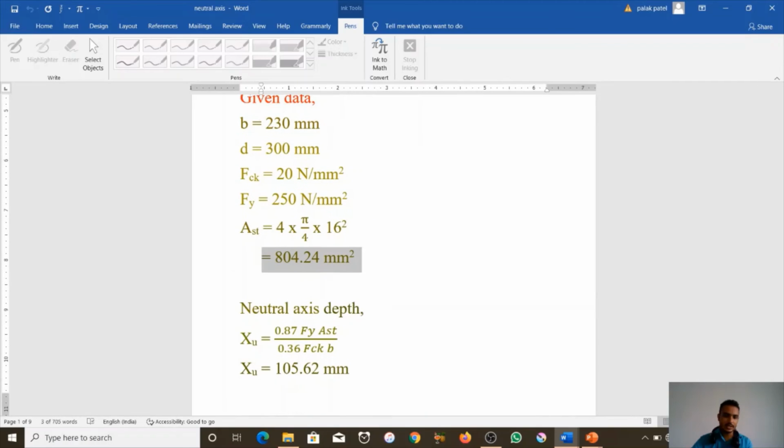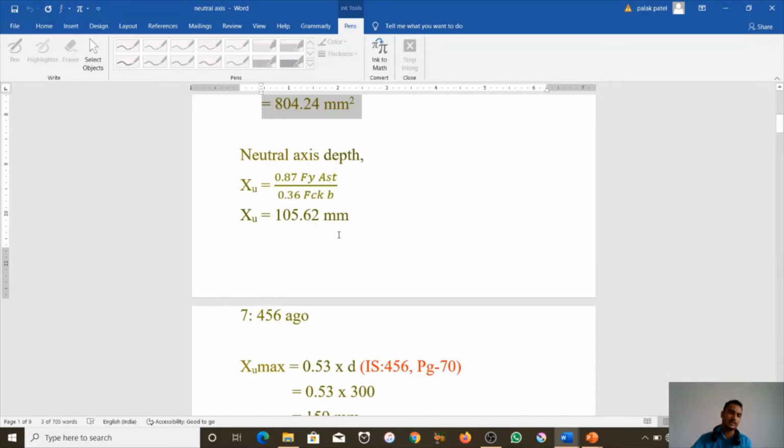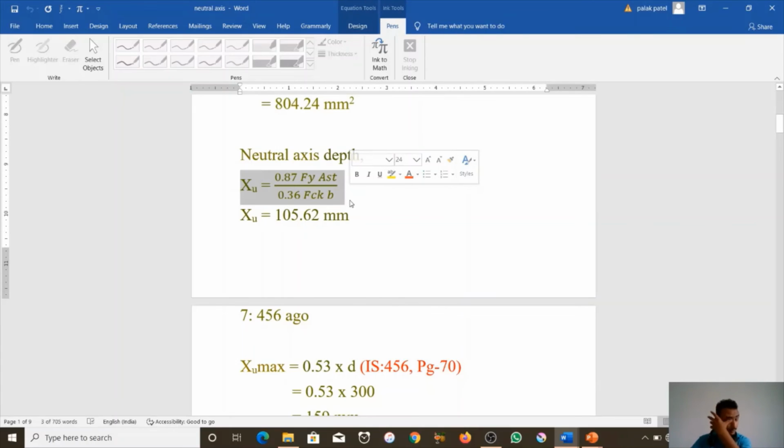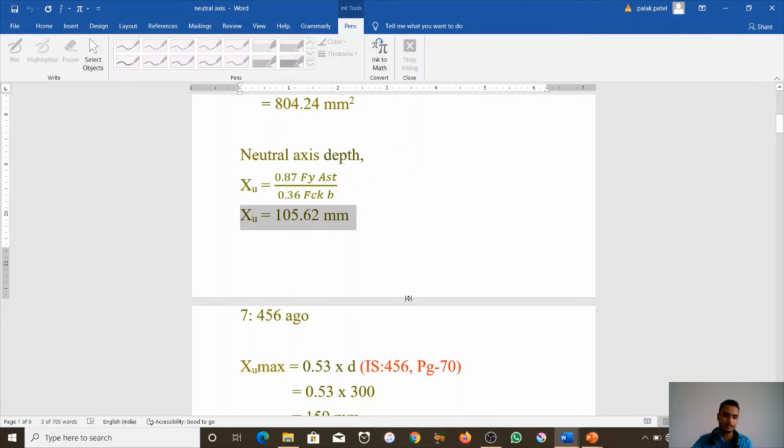So with the area of tension steel, we have to find the neutral axis depth. Here is the equation. Xu is equal to 0.87 fy Ast upon 0.36 fck b. Write down all the values which we have. fy means 250, Ast area of steel we have found out, and fck is 20. Putting in all the values, we find Xu is 105.62 mm.